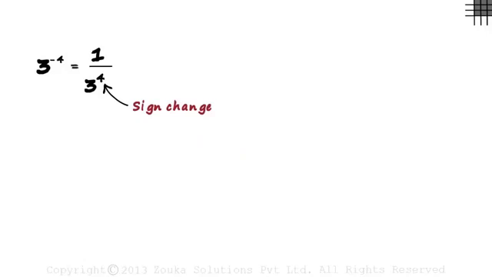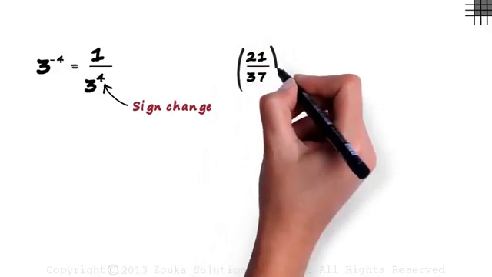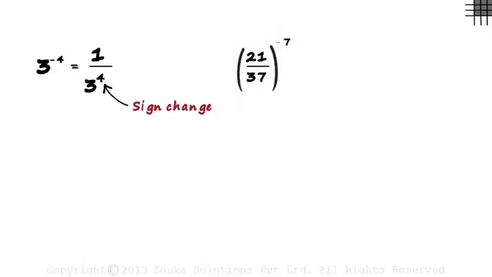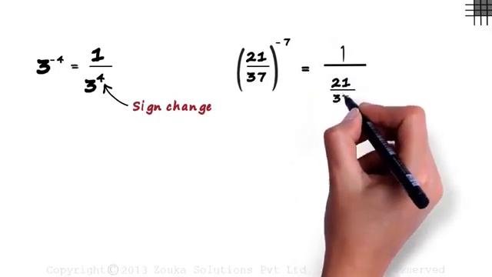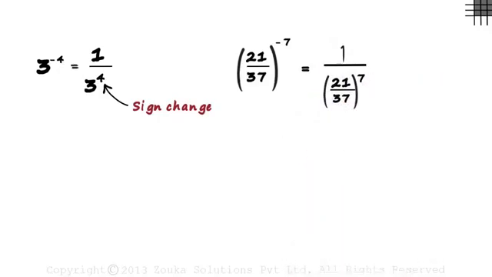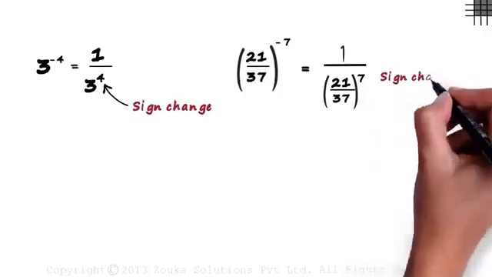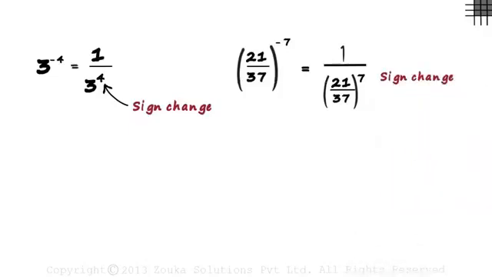Now consider 21 by 37, the whole raised to minus 7. To write it down as a positive exponent, we write it down as 1 divided by 21 by 37, the whole raised to 7. Again, we just changed the sign of the exponent and wrote it under 1.